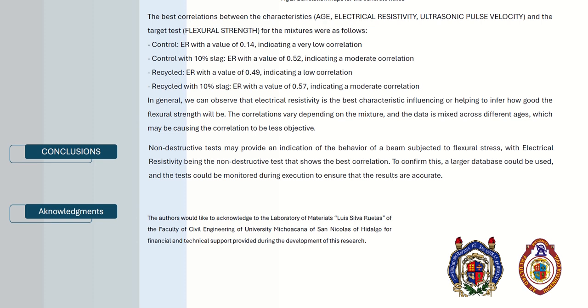Acknowledgements. The authors would like to acknowledge the Laboratory of Materials of the Faculty of Civil Engineering of Universidad Michoacana de San Nicolás de Hidalgo.